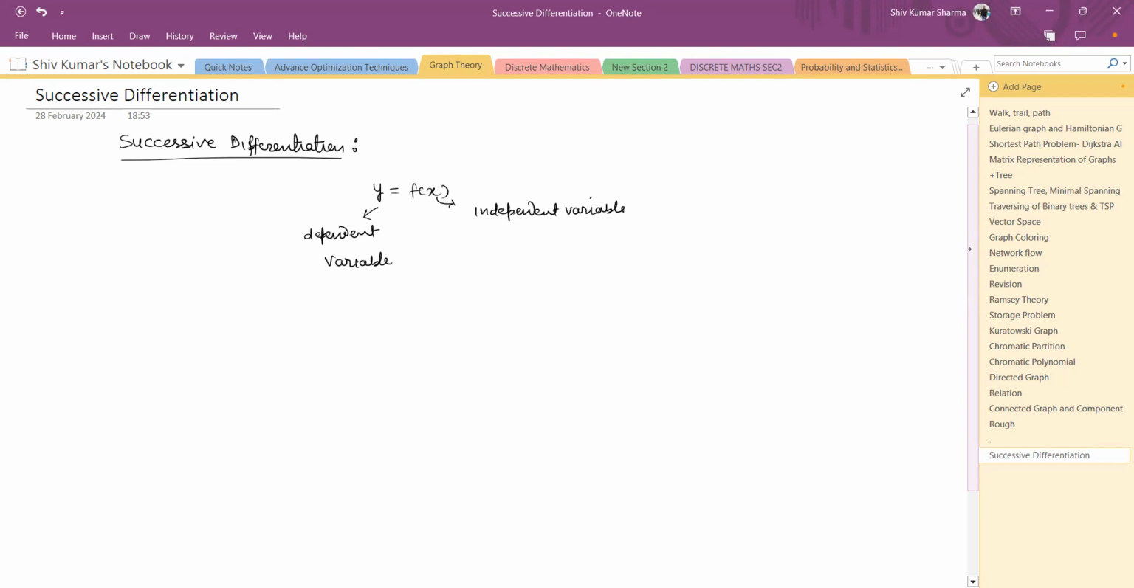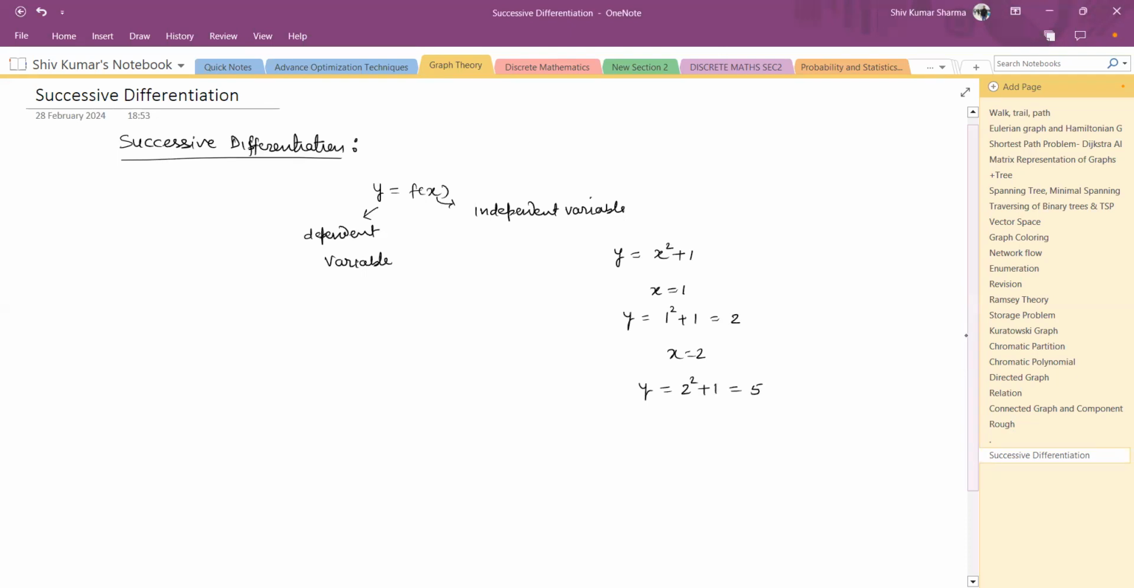Suppose we have a function y is equal to x square plus 1. When we say that x is the independent variable, we are free to choose any value of x. Suppose we put x is equal to 1. As per the value of x, y will change accordingly. 1 square is 1, plus 1, gives us 2. When we put x is equal to 2, y is equal to 2 square plus 1, that is 5.